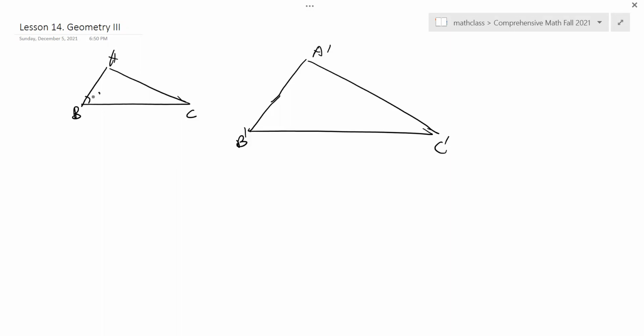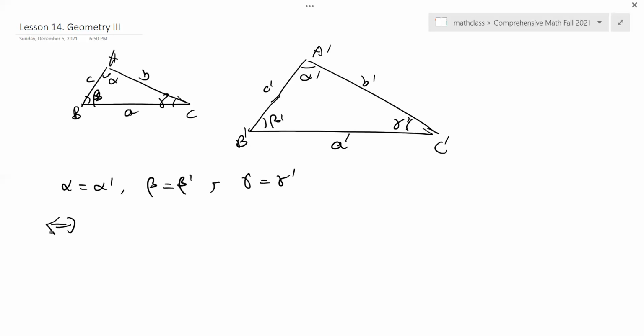This angle is alpha, this angle is beta, here's gamma. That will be alpha prime, beta prime, and gamma prime. This side is A prime, and C prime, and B prime. Here's A, and B, and C. This is the theorem in mathematics: alpha equals alpha prime, beta equals beta prime, gamma equals gamma prime if and only if A over A prime equals B over B prime equals C over C prime.